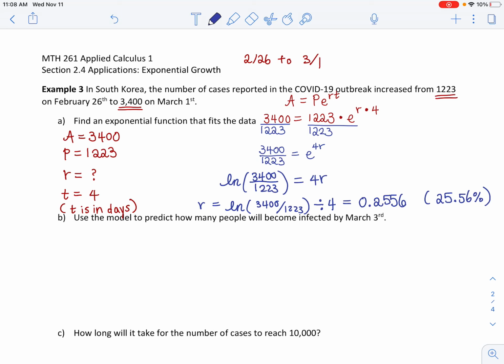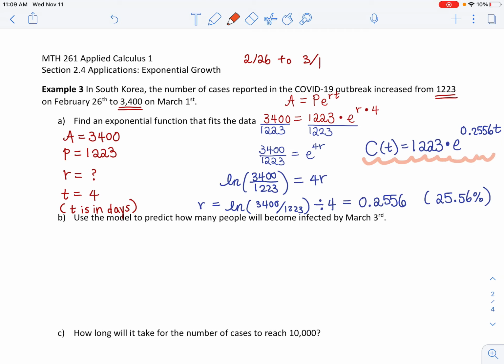All right, let's write the function. Let me write C of t. C stands for coronavirus. Our C of t is equal to 1223 times e raised to the 0.2556t. Now what we just did is we came up with an equation, okay?